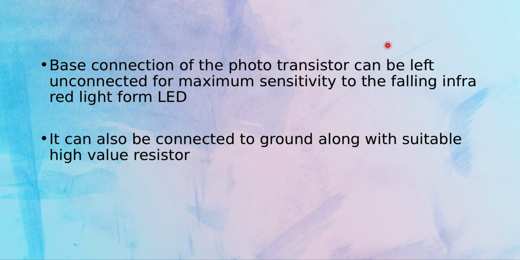Finally, we leave the base terminal of the phototransistor free, or we ground this terminal, because we need the phototransistor to have high efficiency in sensing the falling infrared light and conducting current, because we know that in bipolar junction transistors the collector current is significantly higher when compared to the base current.